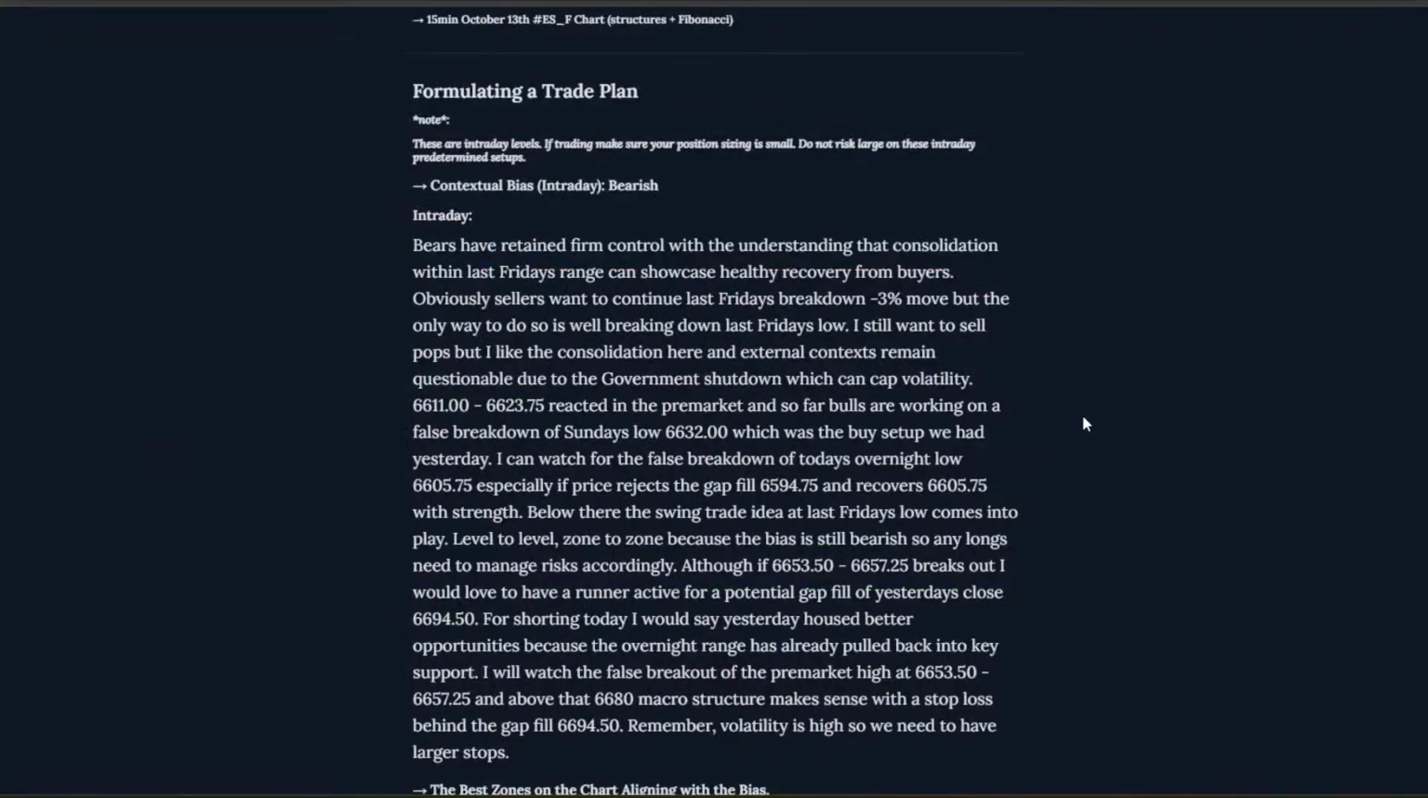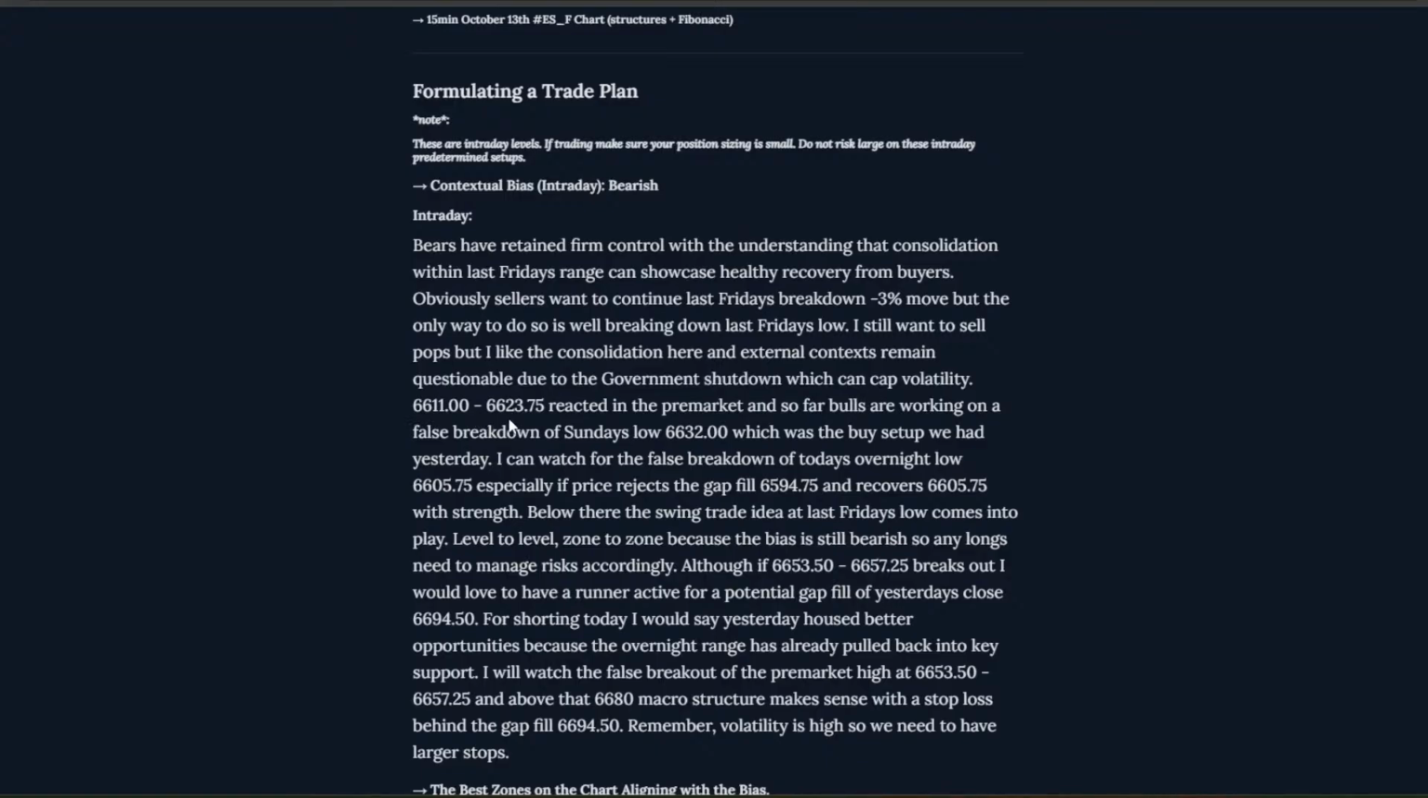Back to the notes. This is how you formulate a trade plan based on those notes. Bears have retained firm control, with the understanding that consolidation within last Friday's range can showcase healthy recovery from buyers. Obviously, sellers want to continue last Friday's breakdown, a minus 3% move, but the only way to do so is by breaking down last Friday's low, right? I still want to sell pops, but I like the consolidation here, and external context remains questionable due to the government shutdown, which can cap volatility.